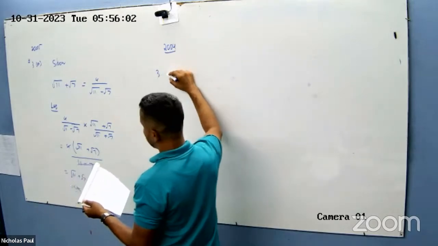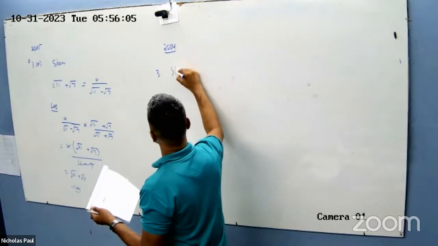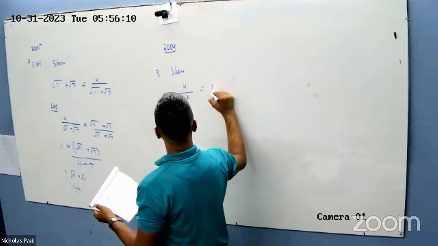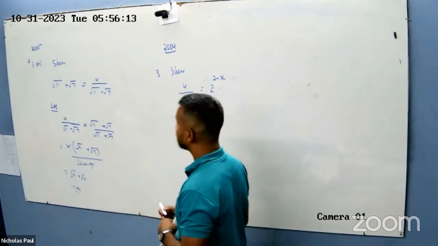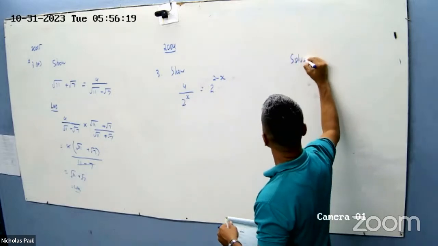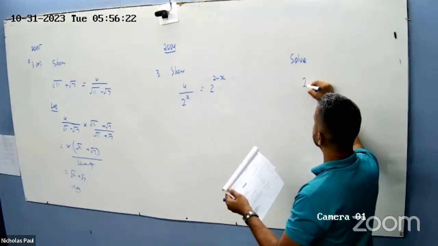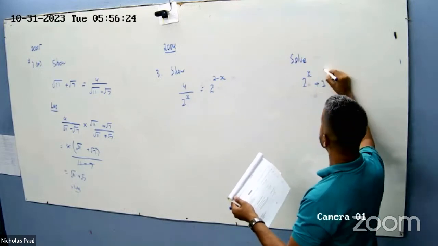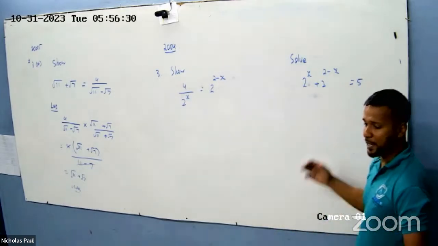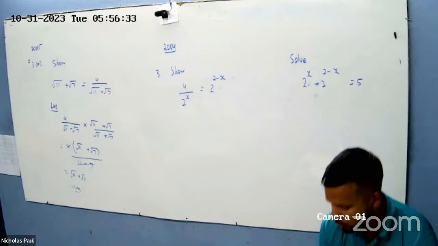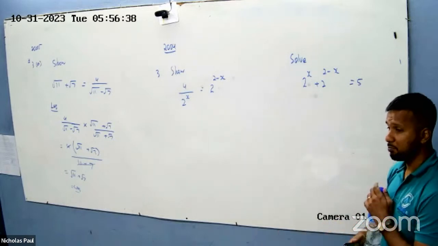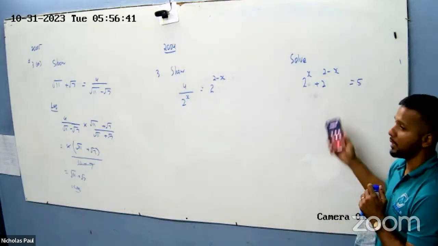Right, in 2004, the first part, which was easy, they wanted to show that 4 over 2 to the x is equal to 2 to the 2 minus x. And then they want you to solve something after. They want you to solve 2 to the x plus 2 to the minus x is equal to 5. Anybody remember what they call these? Quadratics. So somehow this has to be a quadratic, right?